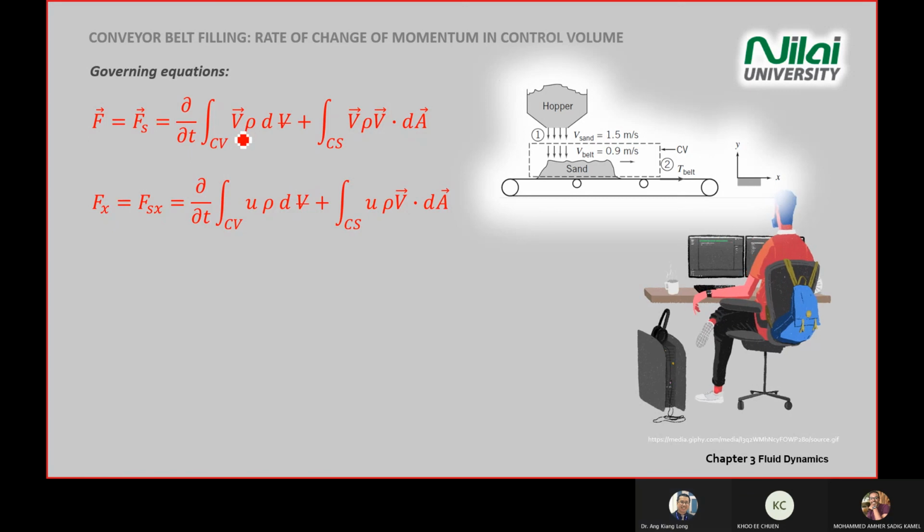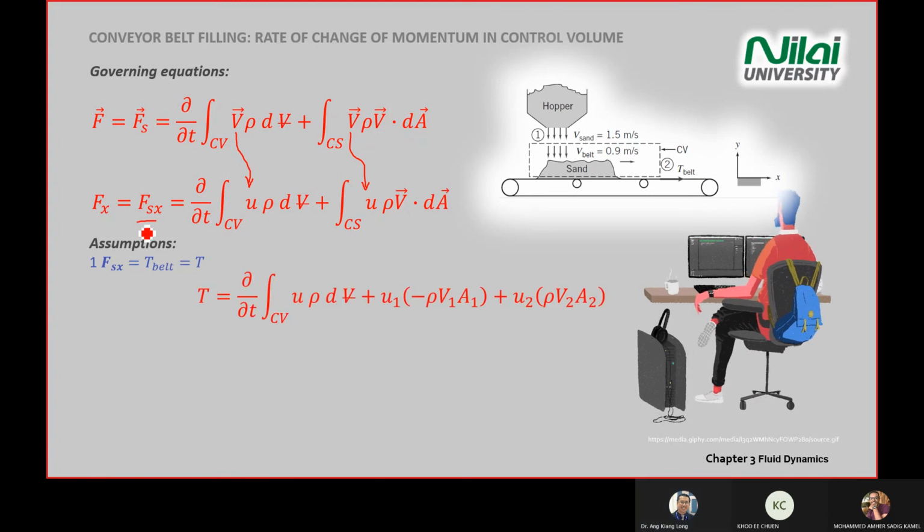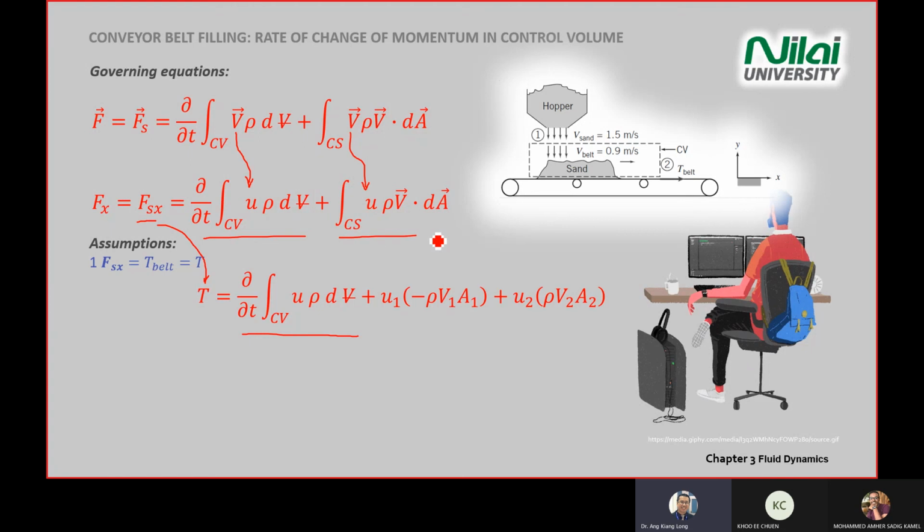So you convert the capital V in the x direction, and you get u. Same with this one. Then we assume that our Fx equals T belt, so we replace it with T in the equation on the left here. For the control volume, we have this equation. For the control surface, you look at what is in and what is out. I already drew the area vector and velocity vector just now. So the first one gets a negative sign and the second one gets a positive sign.